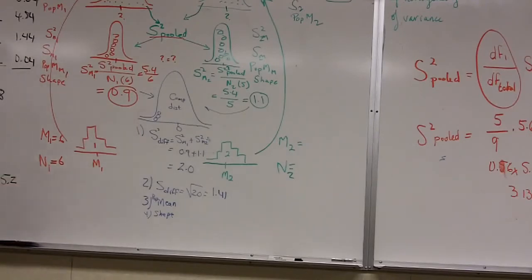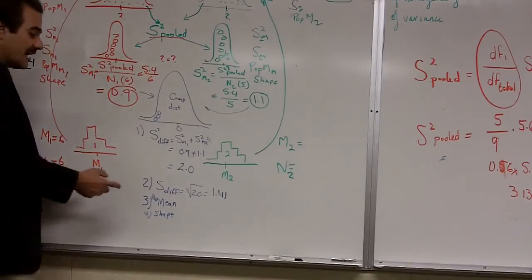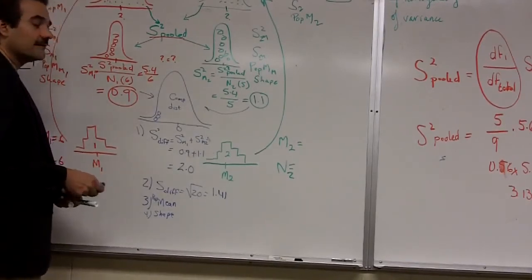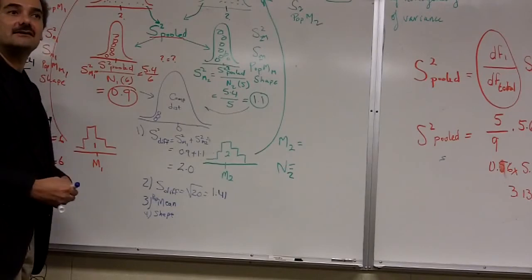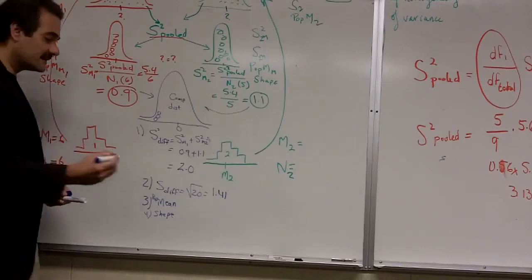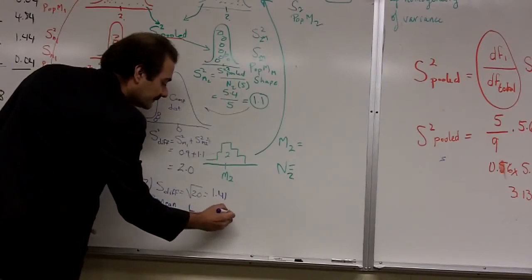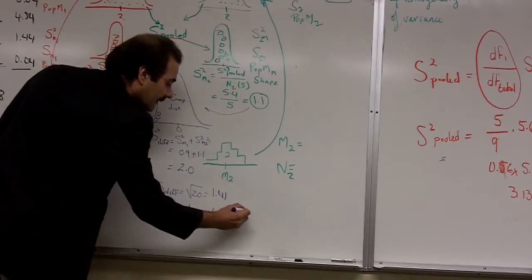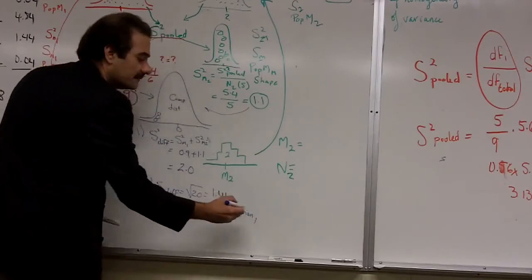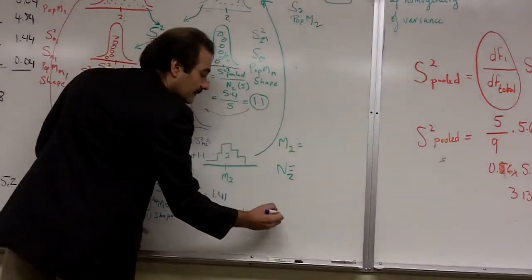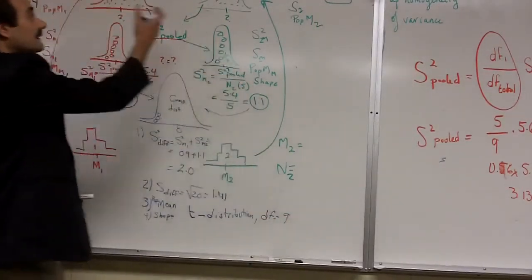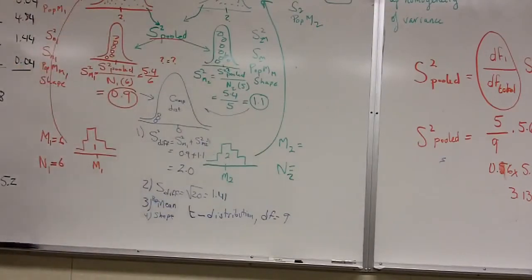OK, so we've described it, and what's the shape? The shape is, what do you think? Since we've estimated, it's a T distribution, very good. T distribution with how many degrees of freedom? With the total degrees of freedom, which is what? 9, exactly. It is the sum of the 2 degrees of freedom from each. It's the total degrees of freedom, 9. T distribution with 9 degrees of freedom.